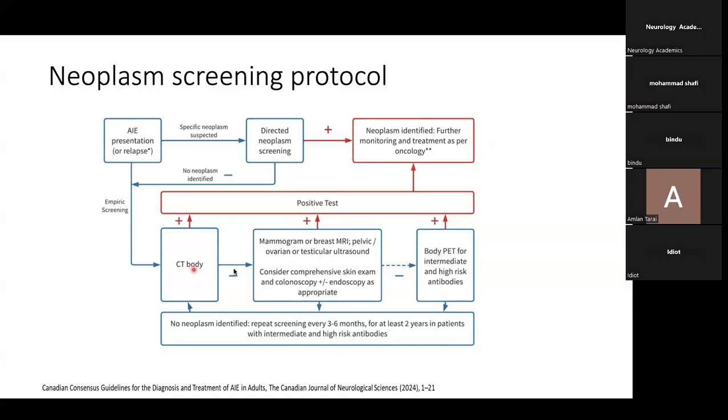If the CT scan of the body and mammography are positive, we go for identification of the neoplasm, and monitoring and treatment as per oncology guideline. Here, if no neoplasm is identified, in that case, repeat screening every 3 to 6 months for at least 2 years in patients with intermediate or high risk antibody is recommended.